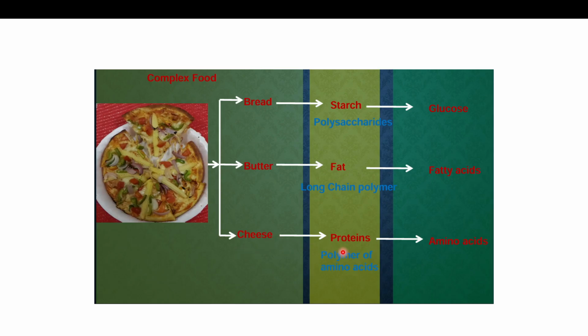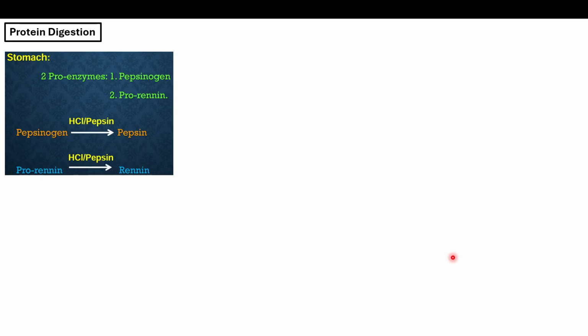Then we have cheese, which does have fats also, but mostly it's proteins, which are polymers of amino acids, and eventually peptides and polypeptides are broken down to give the simpler constituents, which are the amino acids. So in case of protein digestion in the stomach, there are two proenzymes which are not really functional, as in they don't directly act on the substrate, they help in activating another enzyme which eventually acts on the substrate. So there are two proenzymes, one is pepsinogen, one is prorenin.